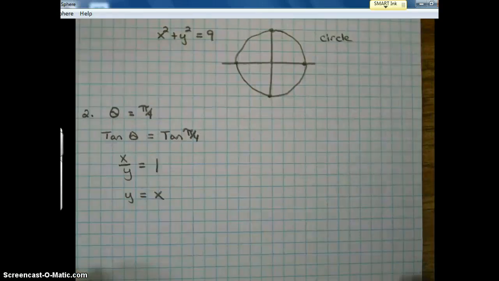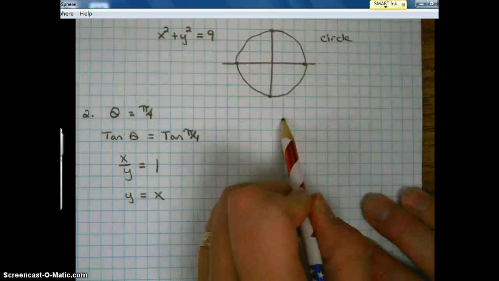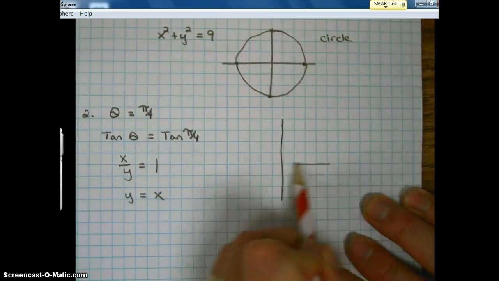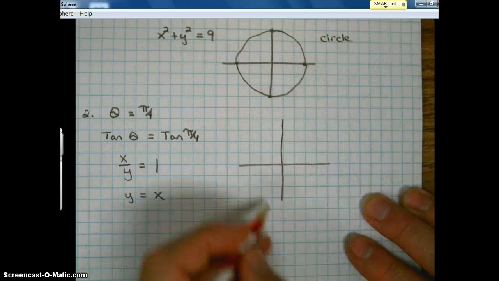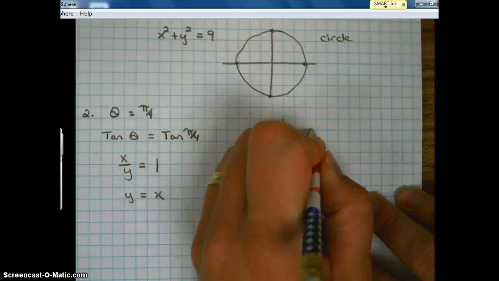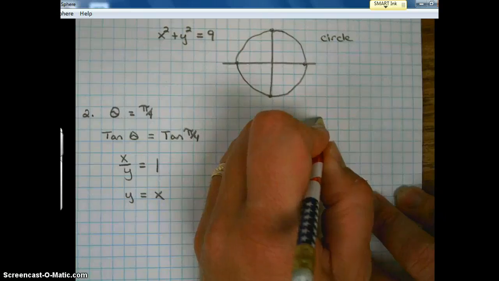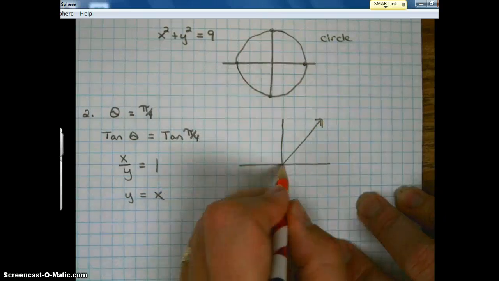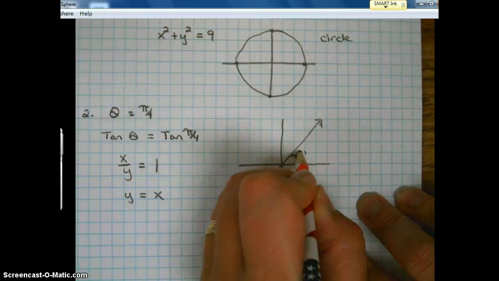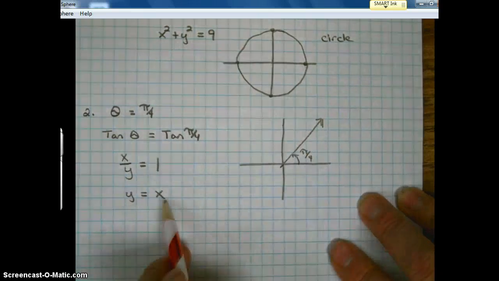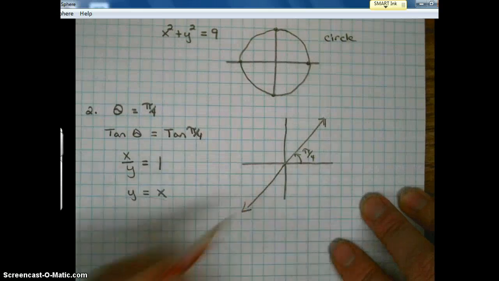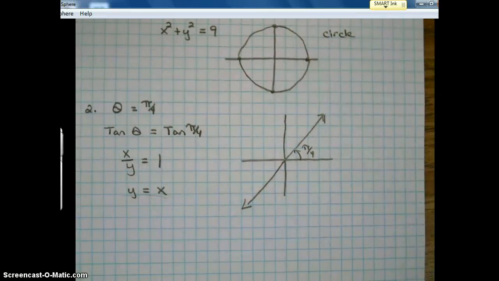So to graph this, we have an angle of pi over 4. Remember, pi over 4 is 45 degrees. So we've got an angle of pi over 4, and then we have the line y equals x. And there's your graph. We have a line.